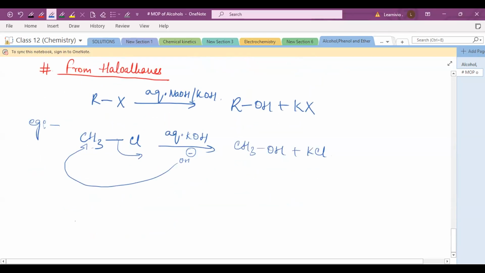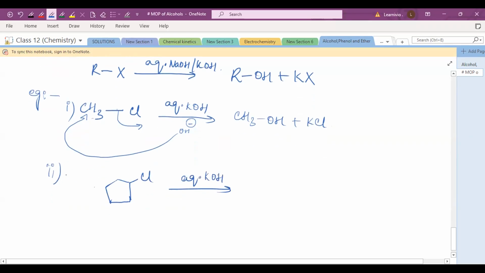Okay, that's the example. And this is your SN2 type of reaction, nucleophilic substitution reaction. It's very simple. Now suppose another example. If we have this in the presence of aqueous KOH, what will be the product? It'll be cyclohexane with OH attached at the position, plus KCl. Chlorine is a good leaving group. OH is a nucleophile, so it will attack here and you will get the alcohol.